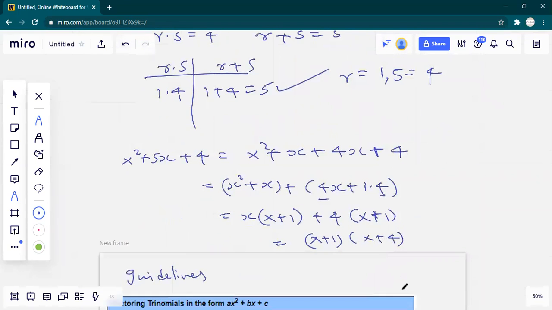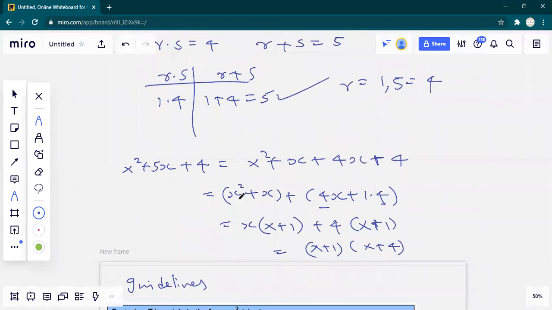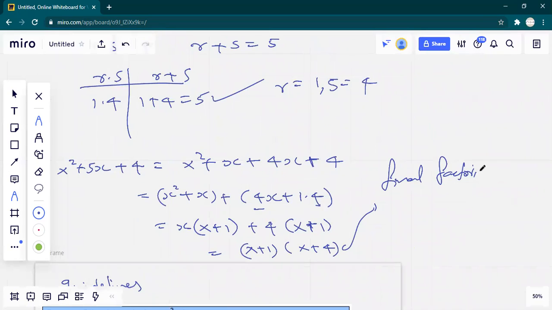Okay, and now the original polynomial is 2x squared plus 10x plus 8. We already factored a 2. So the final factorization is putting a 2 in front of these two binomials. So the final factorization of the trinomial 2x squared plus 10x plus 8 is equal to 2 times (x plus 1) times (x plus 4).